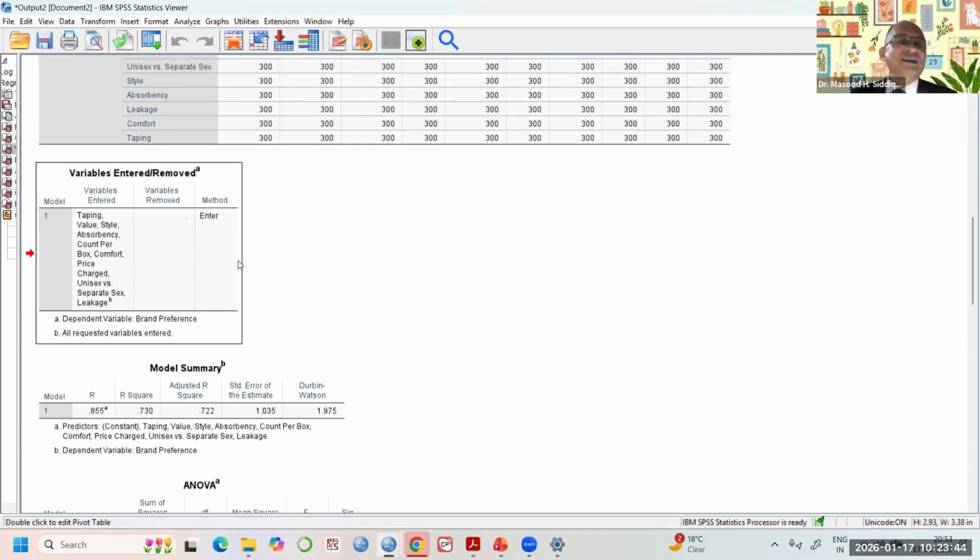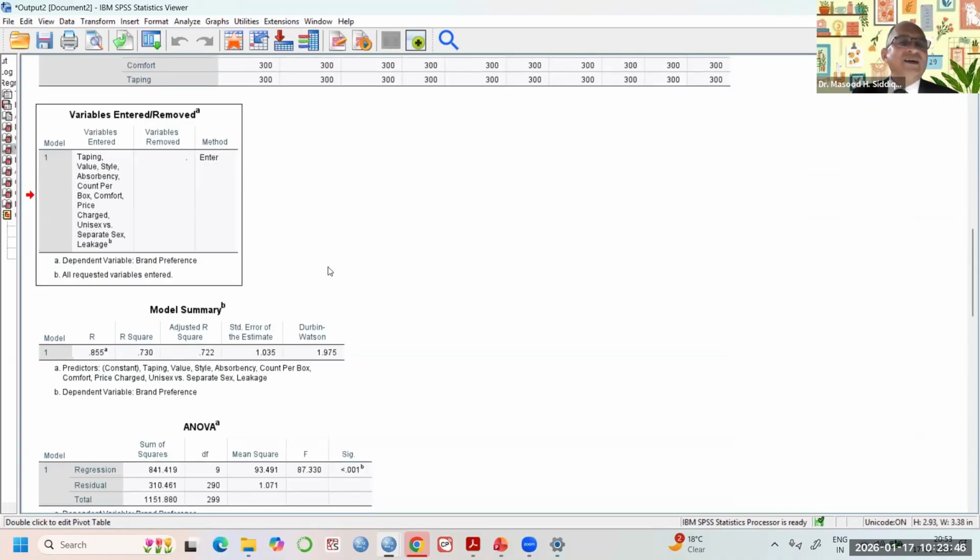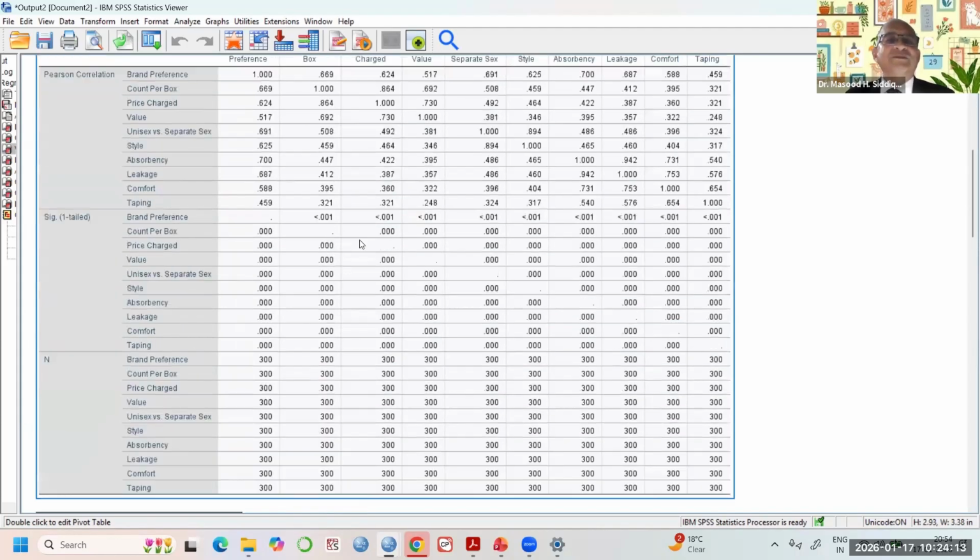So this table is the variables entered or removed table. It is being used just to know what the independent variables are, what the dependent variable is, and which method is being used. Whatever I have demonstrated, the method name as well as the features, are mentioned here. So it has only this importance.